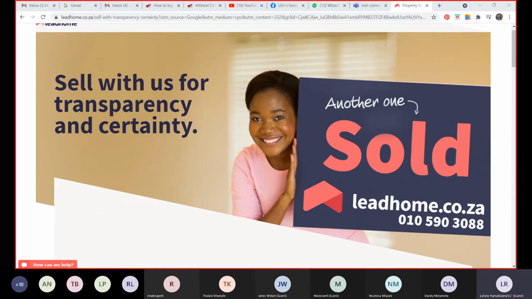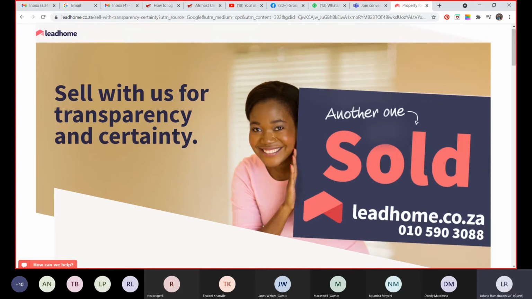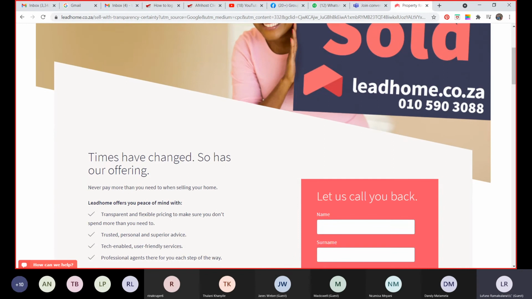Thank you, Thulani. I've just put this here on the screen. It's actually important because look at what they're emphasizing. Sell with us for transparency and certainty. So what are they saying? It means they are saying that in the traditional way, there are some things that are not transparent. So they're emphasizing a particular concern that probably many people were having, that these things are not transparent, and there's no certainty on whether my property will be sold.